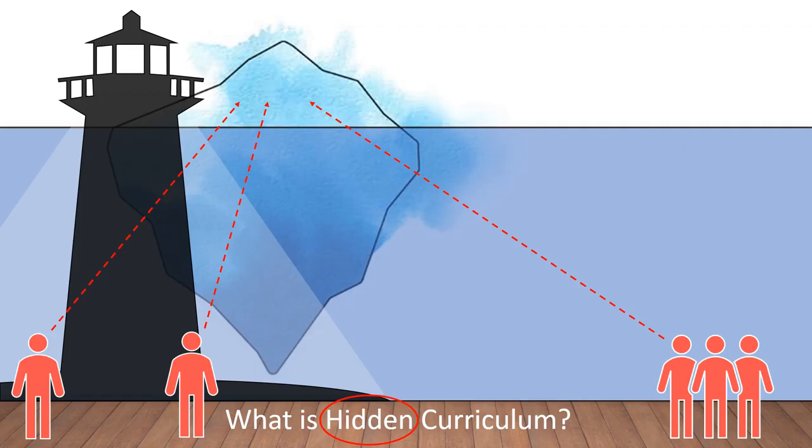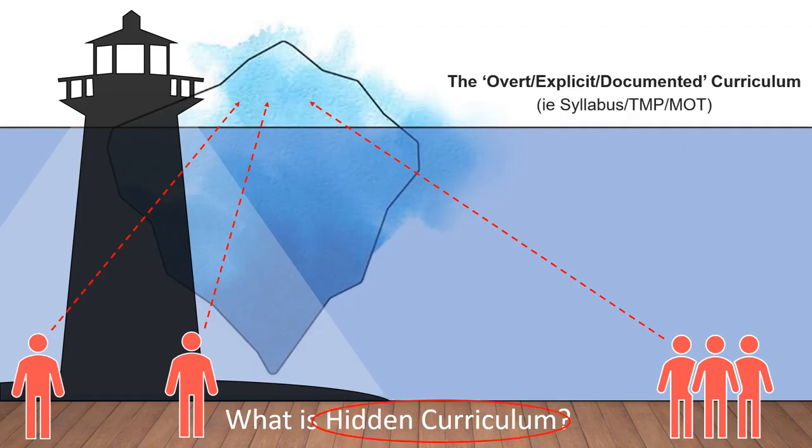The top of the iceberg can be compared to the overt or explicit or documented curriculum. It's like your syllabus or training management plan or manual of training. It's what you're effectively seeing delivered in the classroom or what the stakeholders expect to be seeing delivered in the classroom. The bottom of the iceberg can be compared to the hidden curriculum.